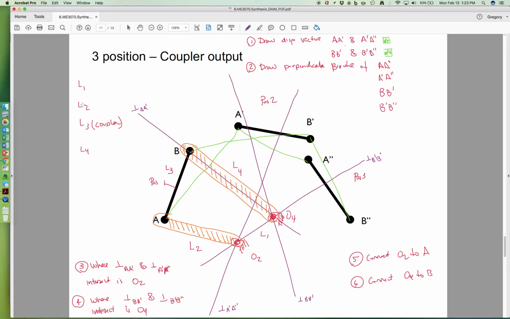This is the coupler. This connects O2 to A. This connects A to B, this connects B to O4, and this connects O2 to O4. Okay? I can go back and check Grashof. I could do a motion analysis. Okay? But what I've done here is I have realized or synthesized a linkage, in this case, to drive this coupler through these three positions.